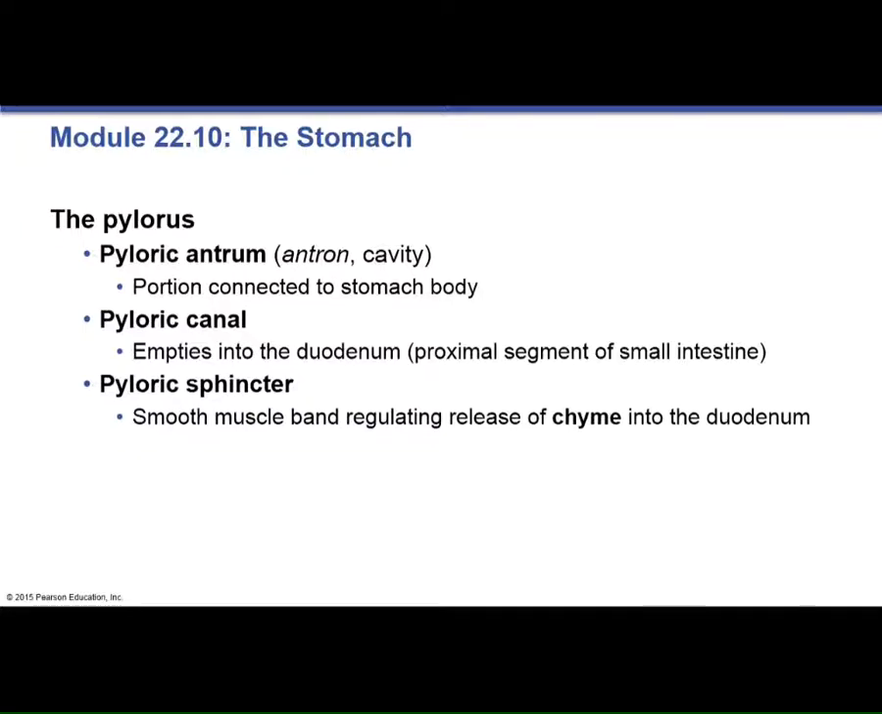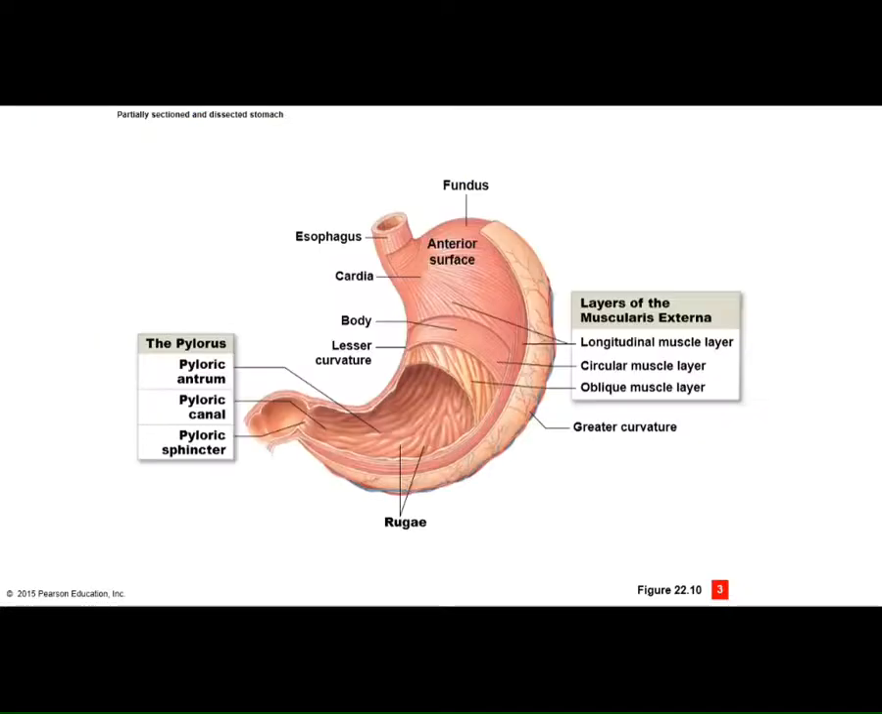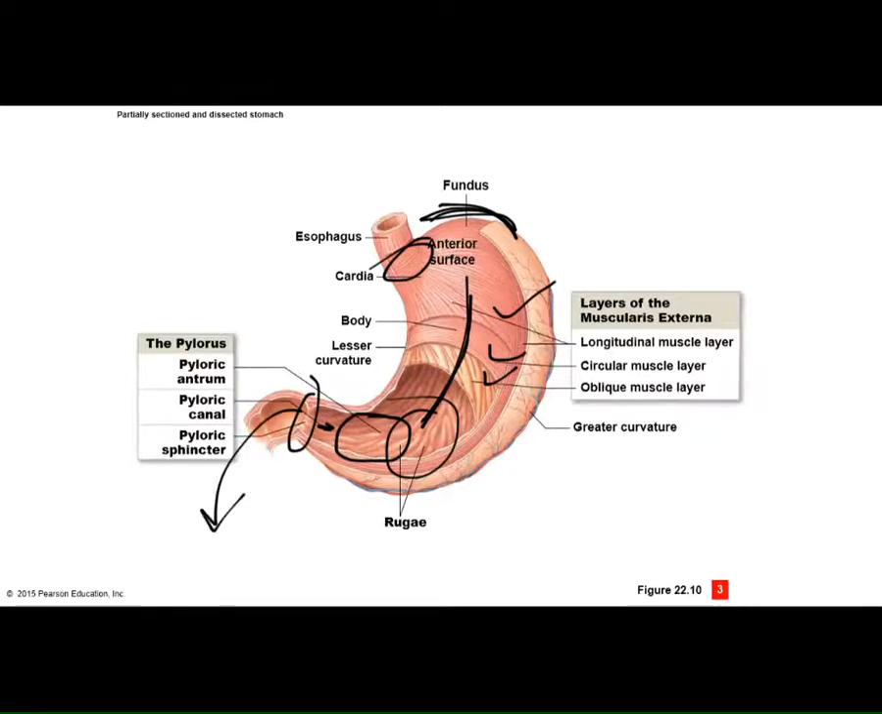So as we move toward the pylorus, there's a cavity, sort of an enlarged area, along with the canal itself, into which we end up at the sphincter. So chyme is going to be leaving here. So we come in through the cardiac sphincter, the cardiac region, the fundus, the body, three layers of muscle, the rugae. This would be the antrum, the opening area, the actual pyloric canal before getting to the pyloric sphincter. Once you're past the pyloric sphincter, you're now in the duodenum, the first part of the small intestine.